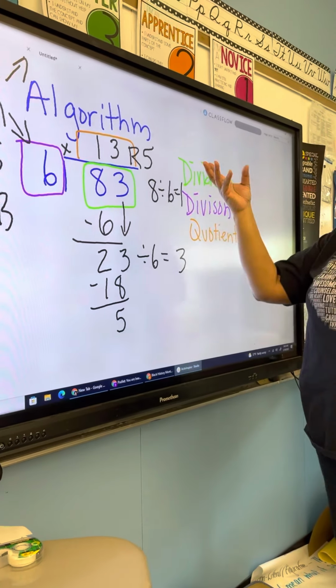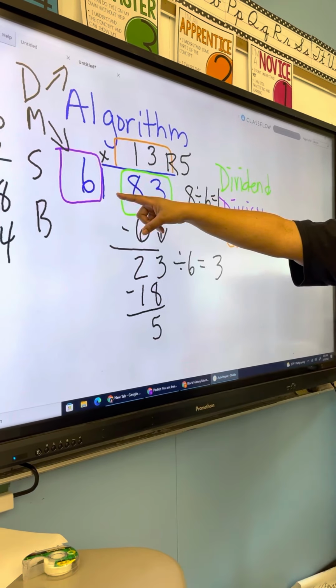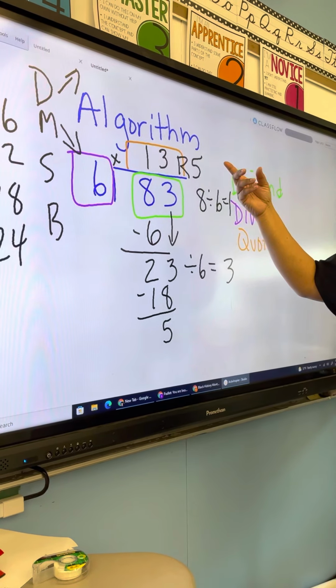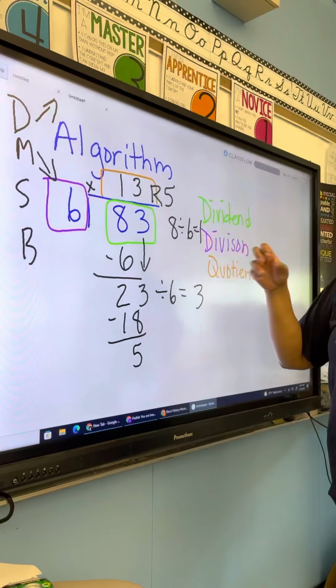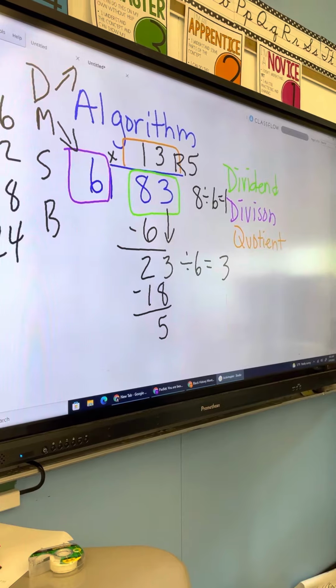Now 5 can be a remainder. You want to make sure whatever remainder you have is always smaller than your divisor. If you have a remainder that's bigger than your divisor, then you could have made another group. So that's something to keep in mind. So my answer here is 13 remainder 5.